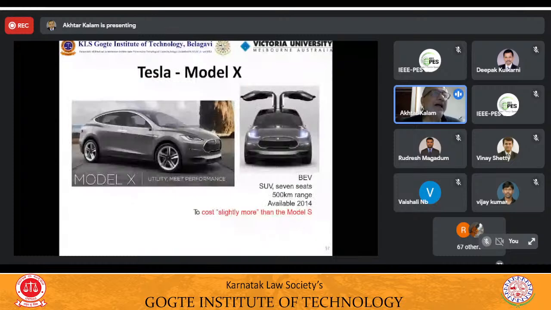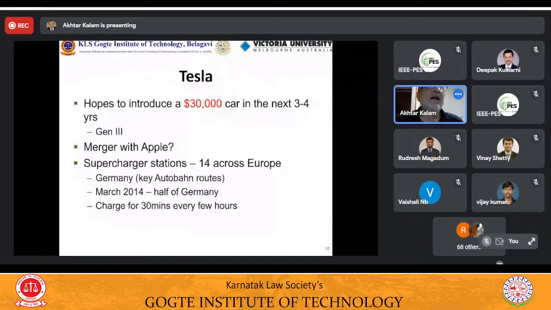Then comes the Model X. This is an SUV, which is basically a sport utility vehicle. Very nice. Look at the way the doors open, right? This is a 500 kilometer range. Again, this is slightly more than Model S, so slightly more than $60,000 to $100,000. Now, I can tell you, Tesla is working, and within the next 3 to 5 years they will be introducing cars at $30,000.